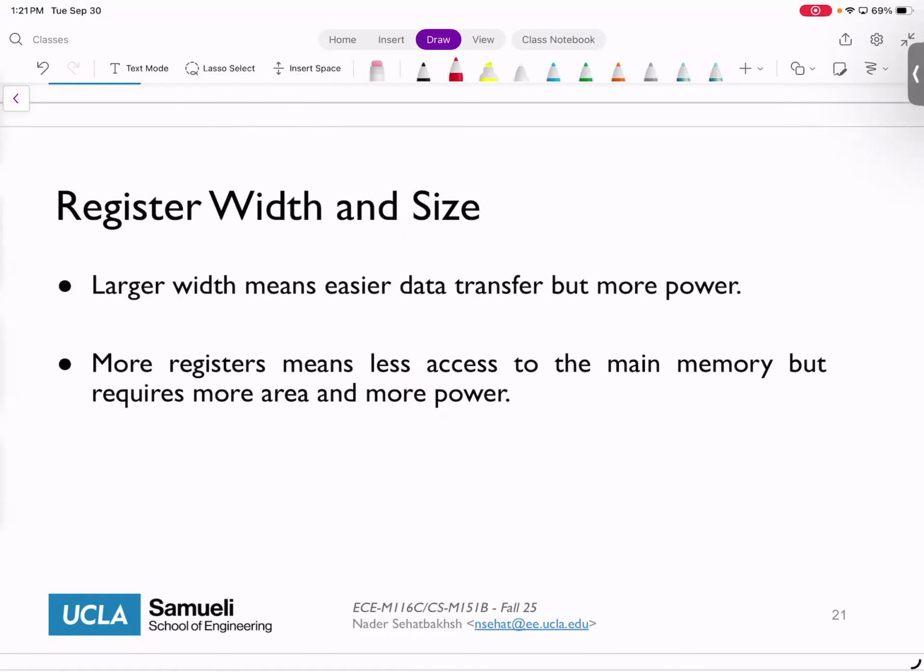Register width is also another thing. So you can have multiple registers, but the size of the registers can be bigger or smaller. Typically, if we are going with a 32-bit instruction set, it's easy to use the same size registers because that makes things easier to handle. So typically we go with the same size as our instruction. So if you are dealing with a 32-bit instruction size ISA, our registers are also 32 bits wide.